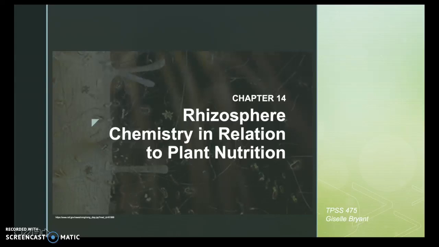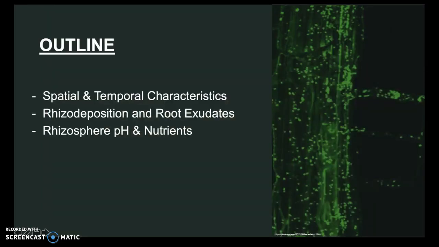Chapter 14: Rhizosphere Chemistry in Relation to Plant Nutrition. The outline of this presentation will be spatial and temporal characteristics, rhizodeposition and root exudates, and rhizosphere pH and nutrients.